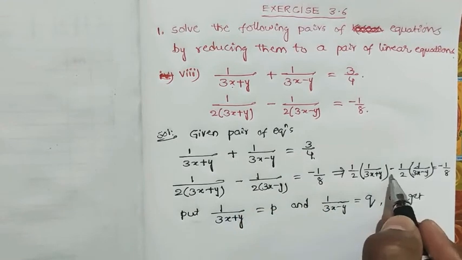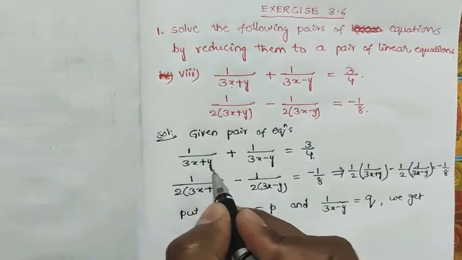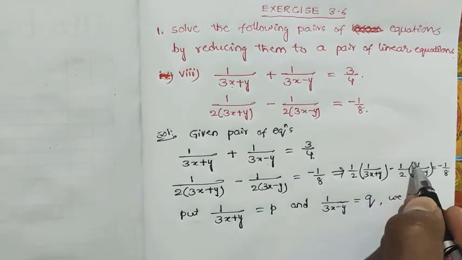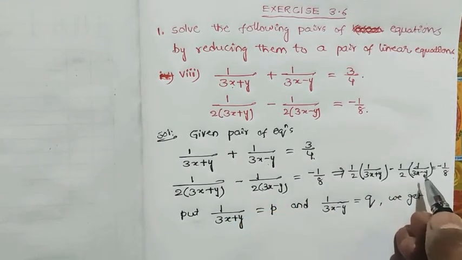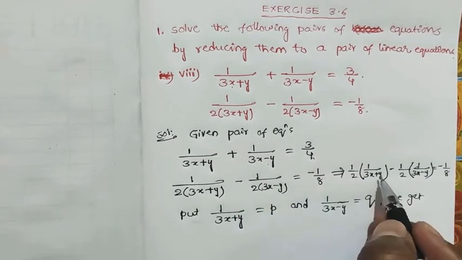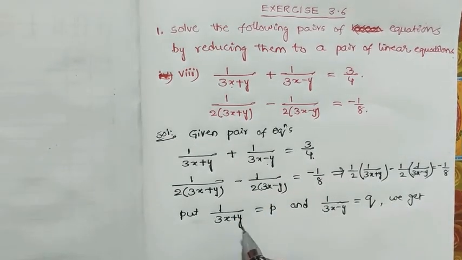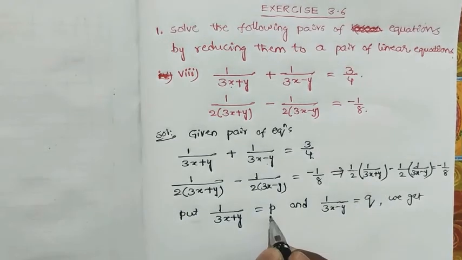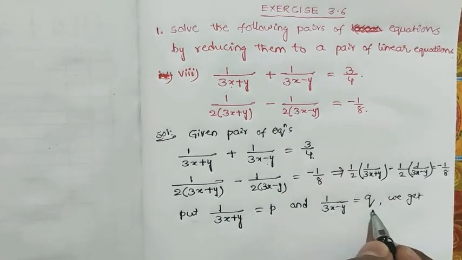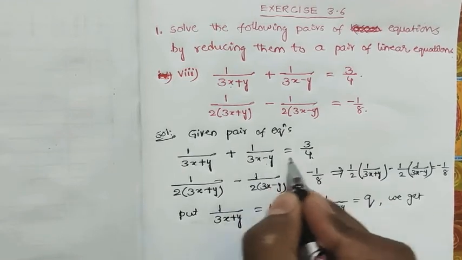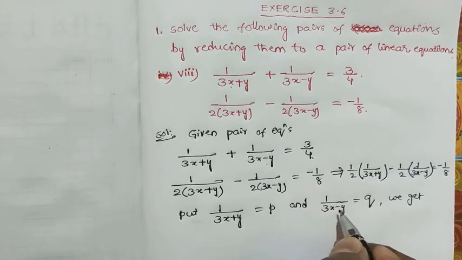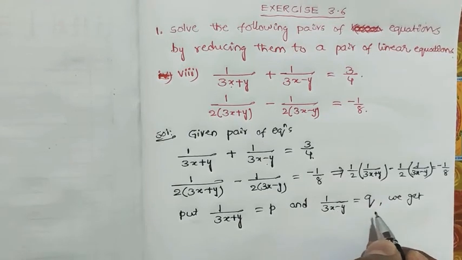You observe this equation and this equation. Here 1 by 3x plus y is repeating, and 1 by 3x minus y is repeating. So whatever values are repeating, you can assume them as a, b or p, q, like that. So for my convenience, I have taken 1 by 3x plus y as p and 1 by 3x minus y as q. So in the first equation, wherever 1 by 3x plus y is there, write there p. Wherever 1 by 3x minus y is there, write there q.